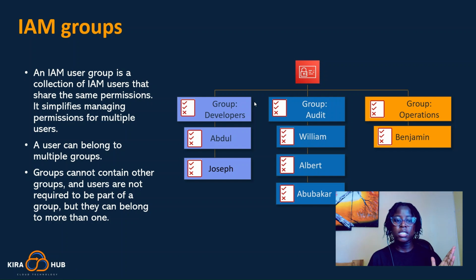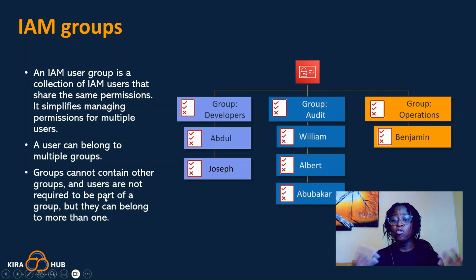So one thing to note is a user can belong to multiple groups. For example, you can have Joseph being both in the developers group and the audit group, and he will inherit permissions from both the developers and the audit team. And groups cannot contain other groups. If you want that setup, then we have the AWS Organizations, which we'll discuss in a few, that will enable us to get that setup.